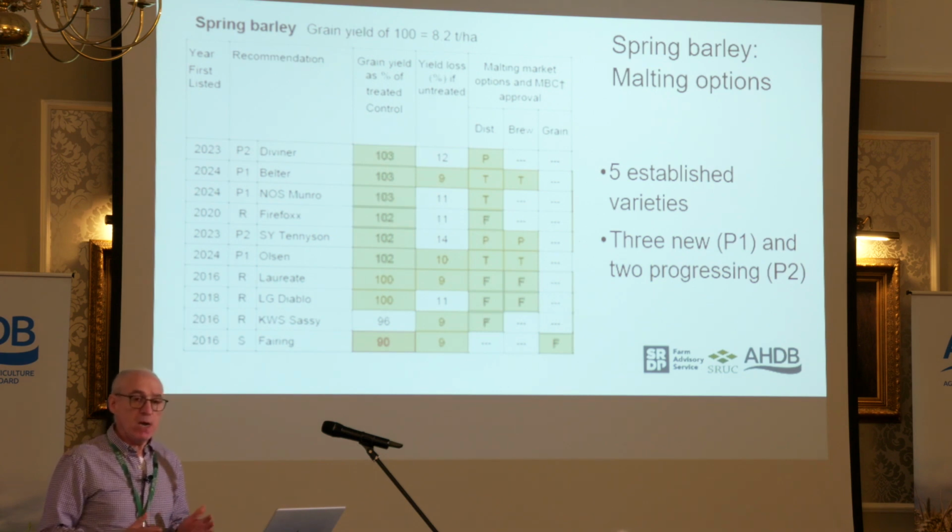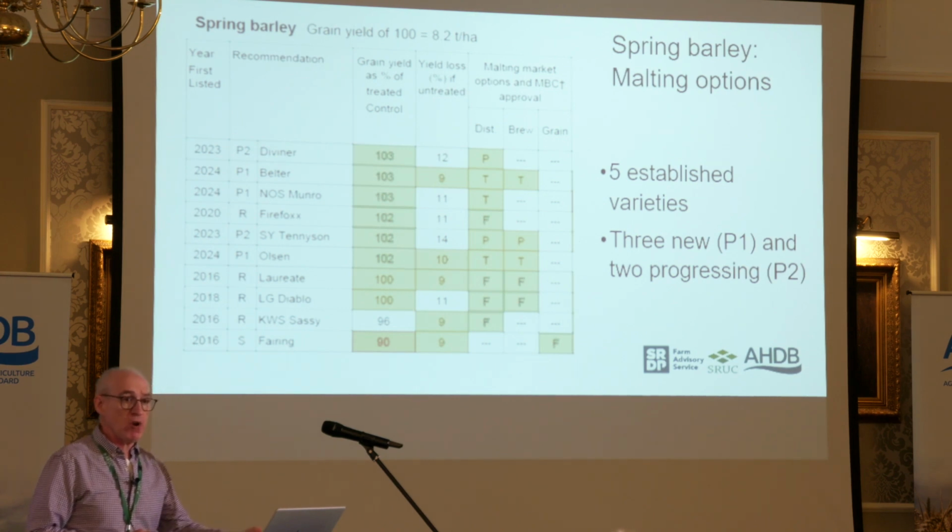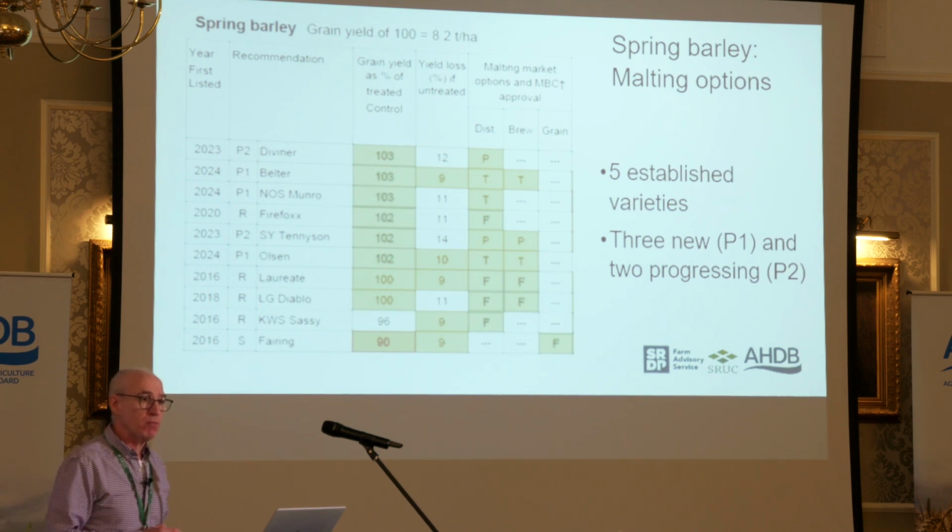So Diviner for malt distilling has achieved particularly good extract and predicted spirit yield for that sector. Likewise, Tennyson has also got high extracts, very good predicted spirit yield, and another feature called good beta-glucan removal, which is important for brewing. So SY Tennyson could well suit both brewing and malt distilling. And the qualities of these, we regard as being above that of the current controls.